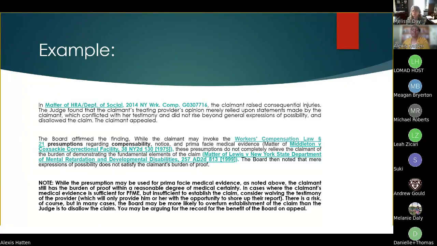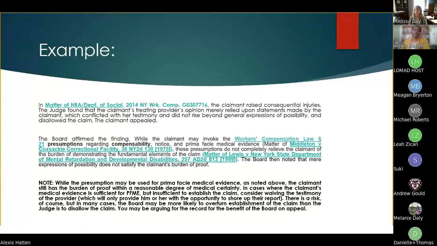The claimant appealed, arguing presumption of compensability, but the board affirmed the finding, stating that while the claimant can argue the presumptions regarding compensability for notice and prima facie medical evidence, those presumptions don't completely relieve the claimant of the burden of demonstrating the fundamental elements of the claim. The board noted that mere expressions of possibility do not satisfy the claimant's burden of proof. So one thing I wanted you guys to note is that while the presumption may be used for PFME as noted above, the claimant still has the burden.